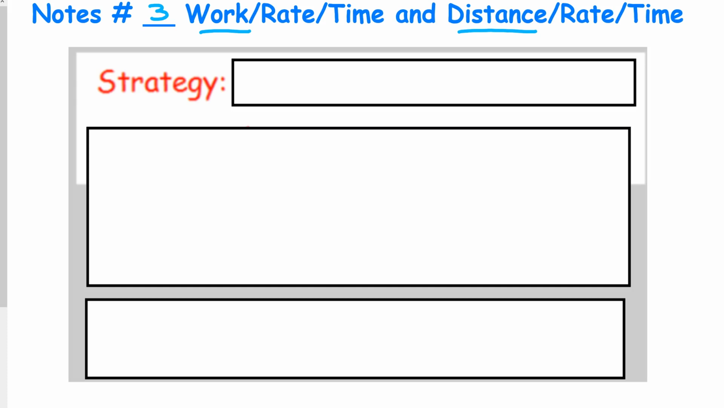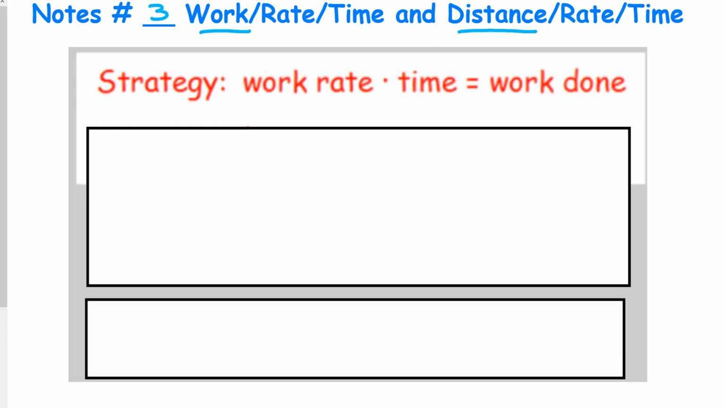Okay, I'm going to introduce you to a strategy that I like to use for work problems. And so here's the idea. The rate at which you're working multiplied by the time you work equals the total work done. So we're assuming that you're working at a constant rate. So rate times time equals work done.